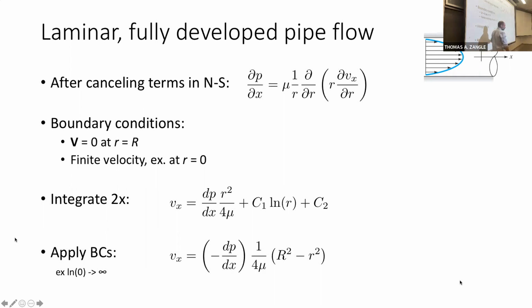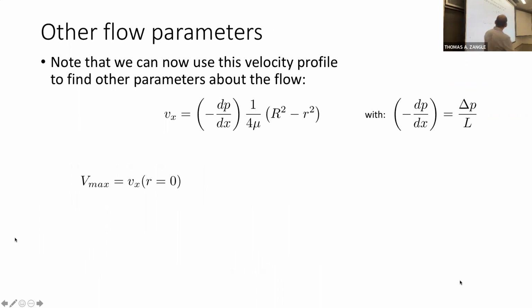So now that we have this, we can use it in order to find other parameters about the flow, right? We can use this to find, for example, the average velocity within the flow. We can figure out what the maximum velocity within this pipe flow is. And important for figuring out the friction factor, we can figure out what the shear stress at the wall is. And that's actually going to allow us to find the friction factor for laminar fully developed pipe flow.